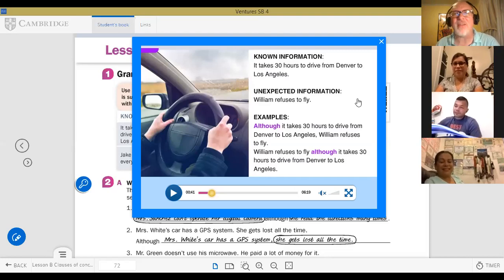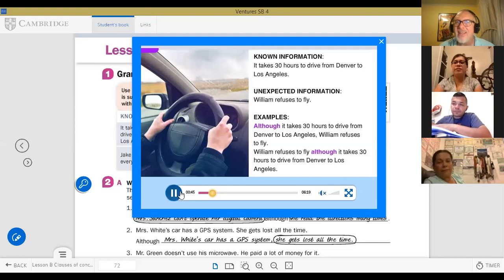That's too much driving. But anyway, it takes about 18 hours to get to Denver, but William refuses to fly. That's unexpected. So although it takes 30 hours to get from Denver to Los Angeles, William refuses to fly. William refuses to fly, although it takes 30 hours to drive from Denver to Los Angeles. Okay? So we use although with the fact.